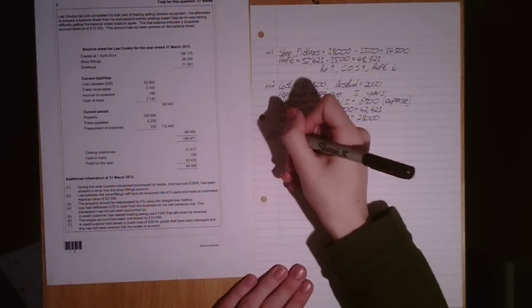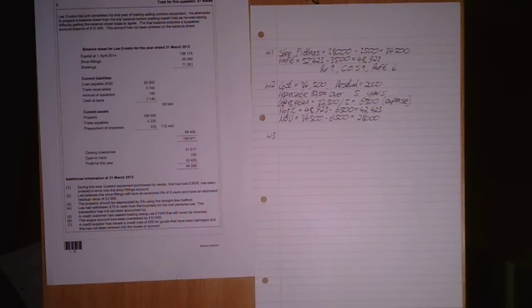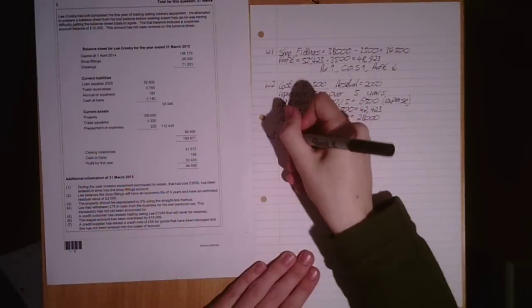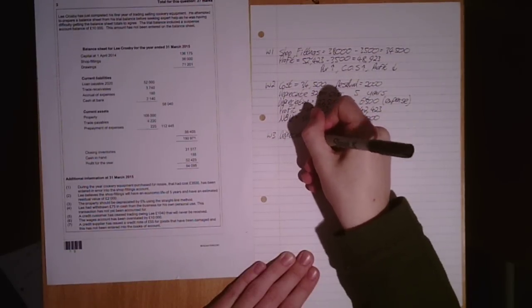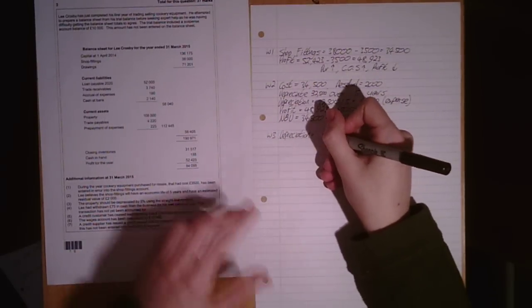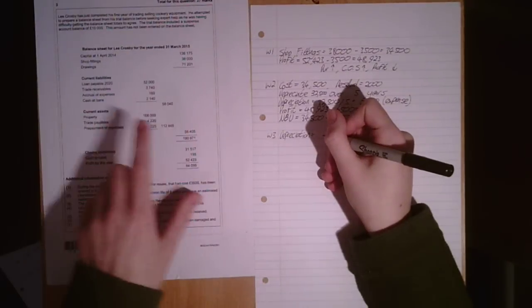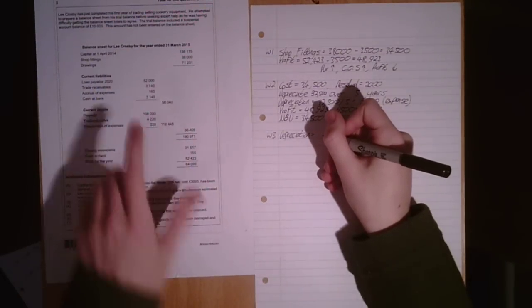So W3, very easy one. The property should be depreciated by 5% using the straight line method. So depreciation, let's split that out first, because that's what knocks on into other things. So it's straight line. Where's our property in here? Under current assets, obviously wrong.